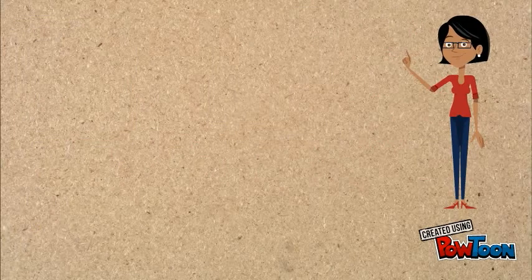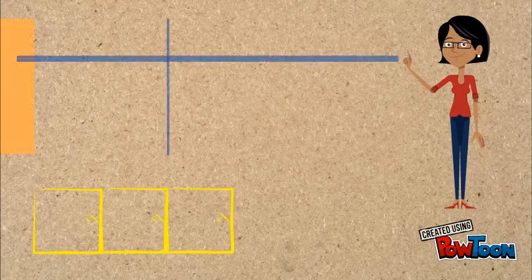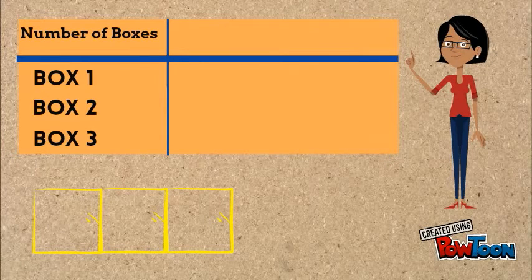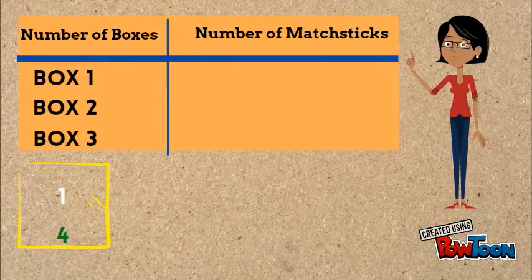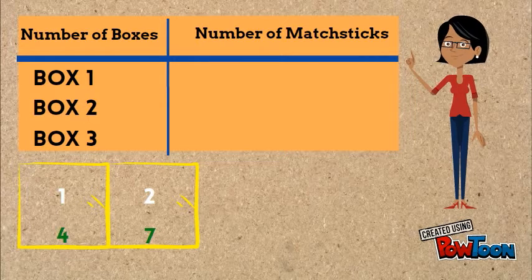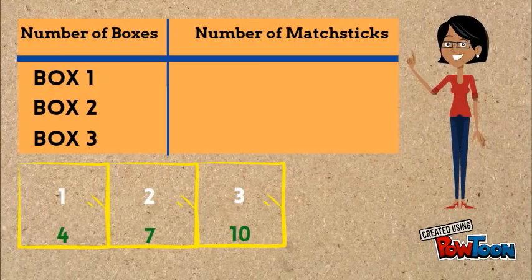Since we have represented the problem, let's write down what we know about the 3 boxes in a table. On the left column is the box number, and on the right column is the total number of matchsticks. The first box has only 4 matchsticks in total. When the second box is there, we have 7 matchsticks altogether. The third box has 10 matchsticks. So, each time we are adding 3 more matchsticks with the addition of a new box.